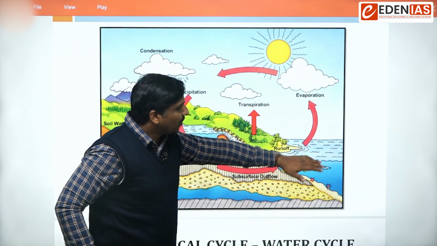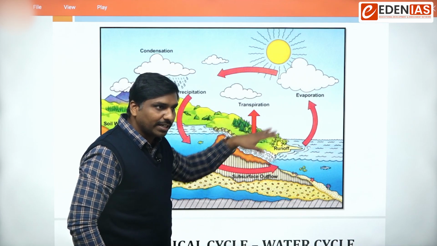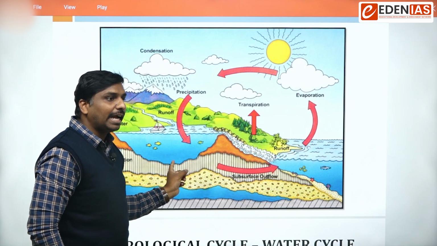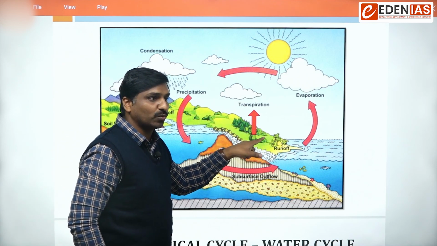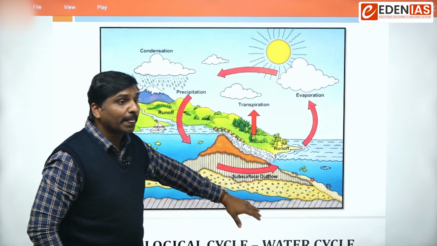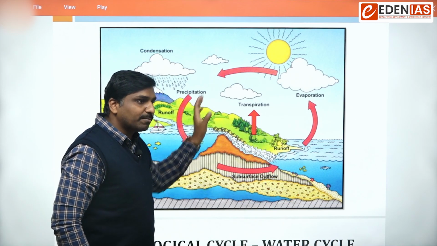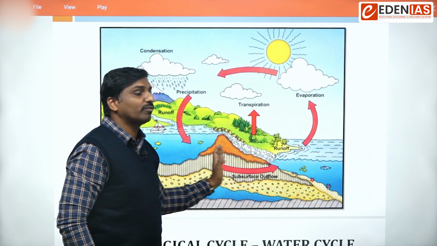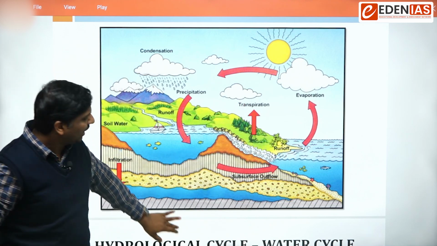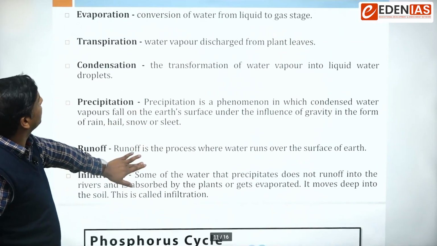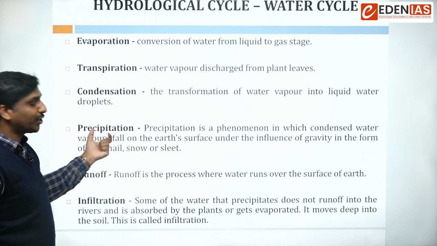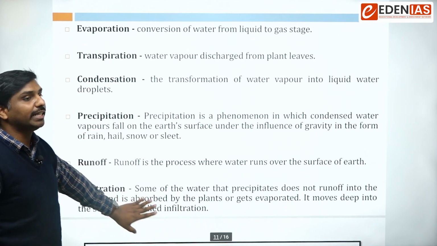So here we have atmosphere, hydrosphere, lithosphere, and biosphere also. That means plants and other living organisms also will release water. In all these processes, hydrogen would be circulated like this. So this is the hydrogen cycle, and simply you can remember the various steps: evaporation, transpiration, condensation, precipitation, and runoff and infiltration.